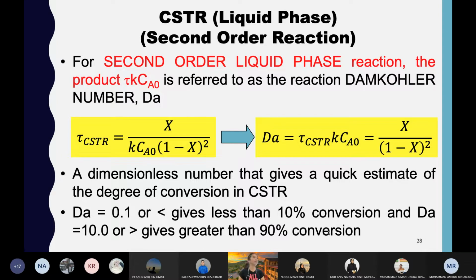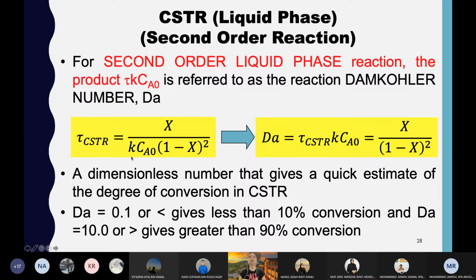Okay, what do I mean by that? Okay, again, from the space-time that we are given just now, the space-time untuk second order, yang tadi kita buat sebelum tu adalah first order, yang ni second order, space-time dia adalah X per K CA naught in bracket 1 minus X square. So, if you are aware, walaupun konsep space-time tu sama, tetapi cara nak mengira tu dah berlainan apabila kita tukar rate law.